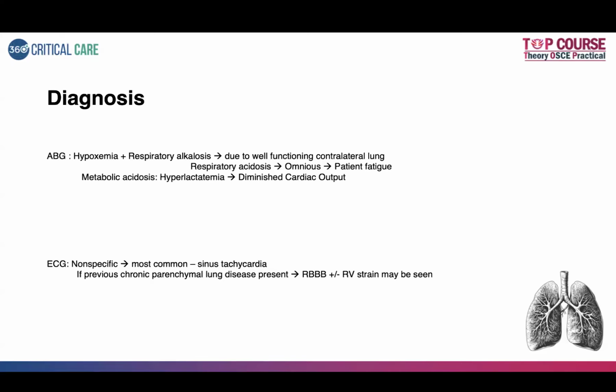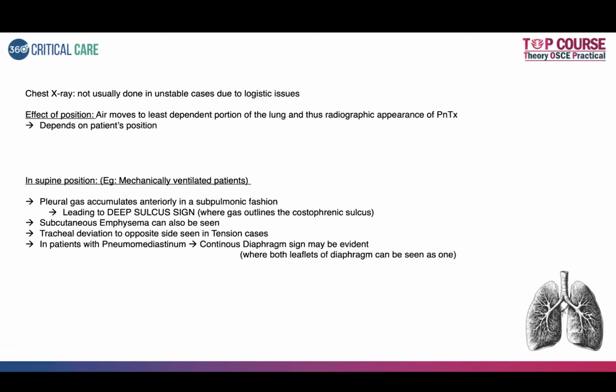ECG changes are usually non-specific. The most commonly seen is sinus tachycardia. If there is previous evidence of chronic obstructive lung disease, then there can be a right bundle branch block with the possibility of a RV strain also being present. So chest X-ray is usually not done in unstable cases due to logistic issues, because the time taken for a portable X-ray to reach will be a very concerning issue in a patient who presents with tension and has hemodynamic compromise. So in those kinds of situations, ultrasound plays a big role.